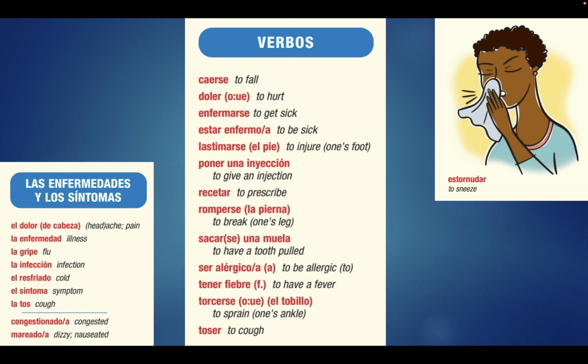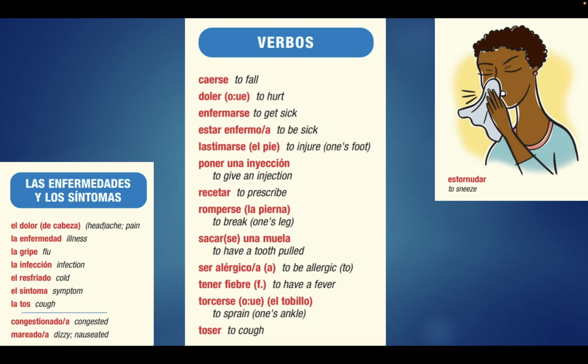Romperse is to break, and you can follow this one also with any body part. So romperse la pierna, to break one's leg. Romperse el brazo, to break one's arm. Romperse la nariz, to break one's nose. Sacarse una muela is to have a tooth pulled, or literally to have a molar pulled. Ser alérgico is to be allergic to.